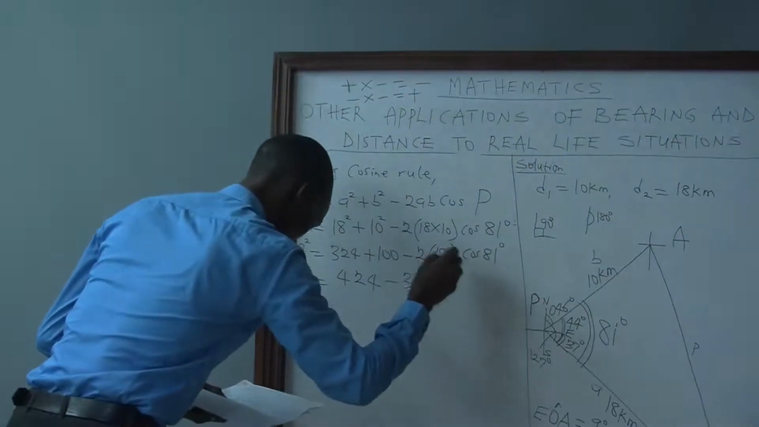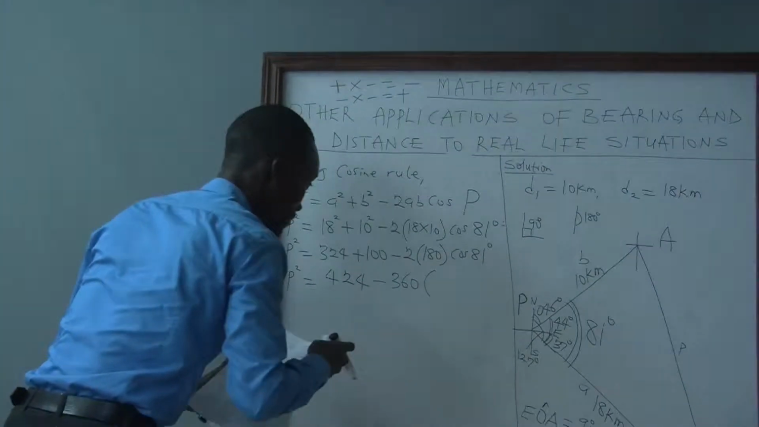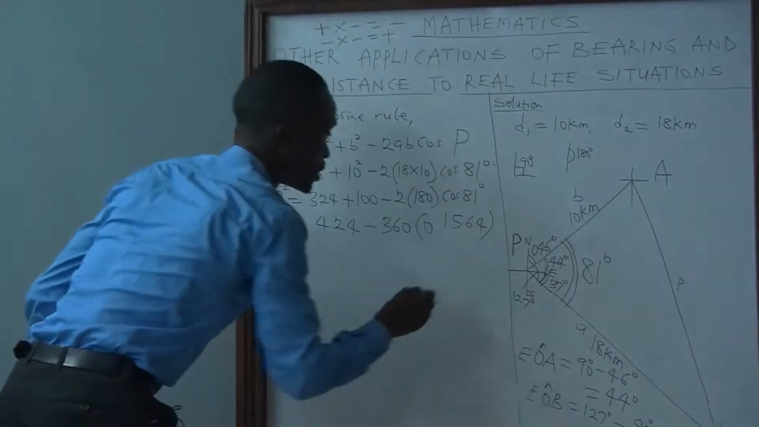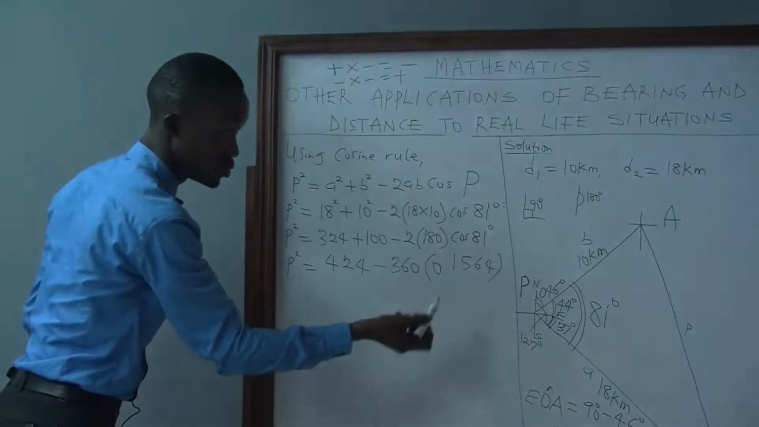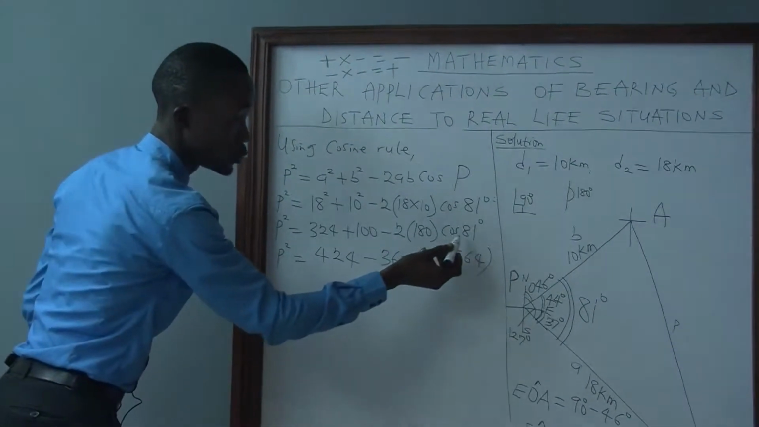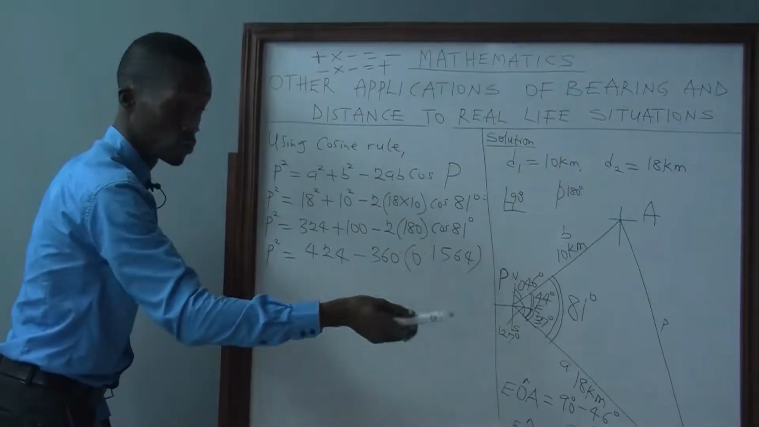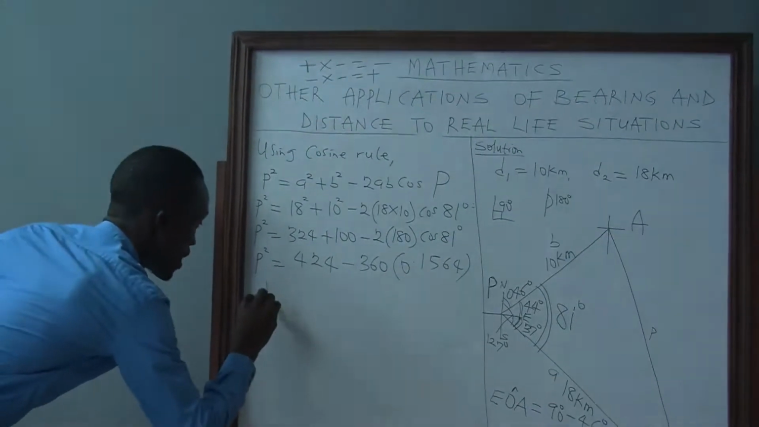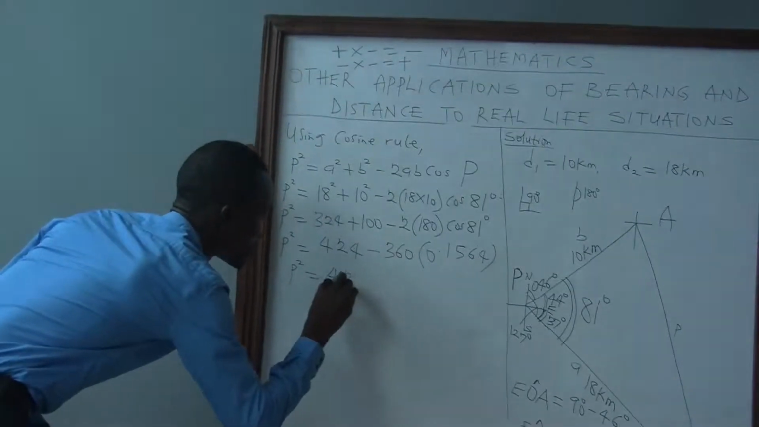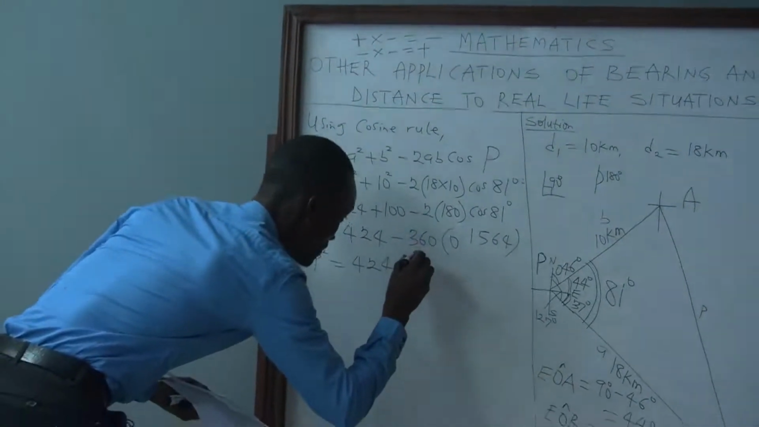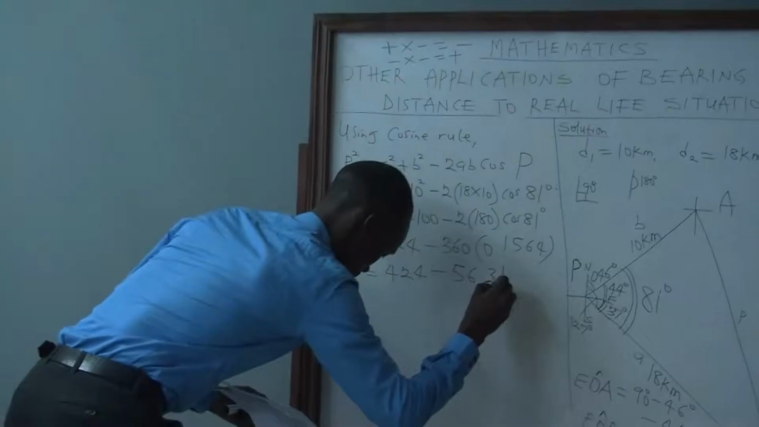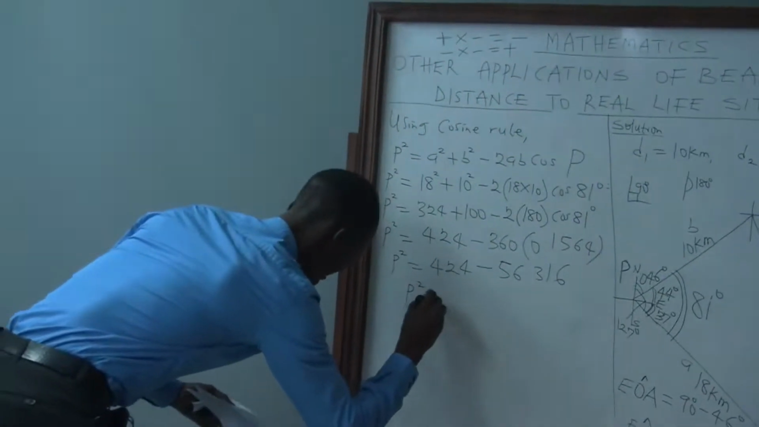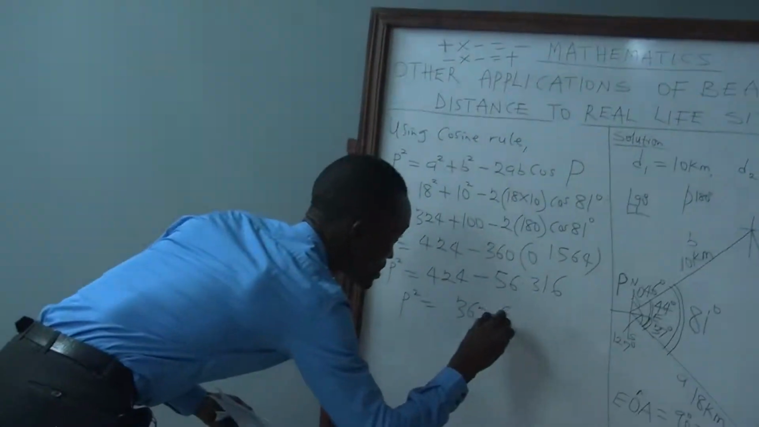If you check our calculator for cos 81, we have 0.1564. We can also check our four-figure table. If you go to cosine of angles, we check 81 under 0. So this is what we have. So we multiply this with 360. We have P square to be 424 minus 56.316. And if we remove this from this, we have P square to be 367.684.